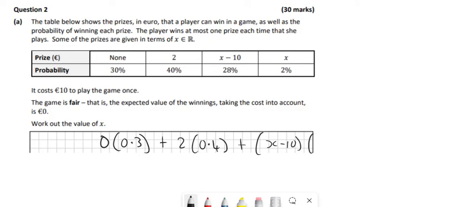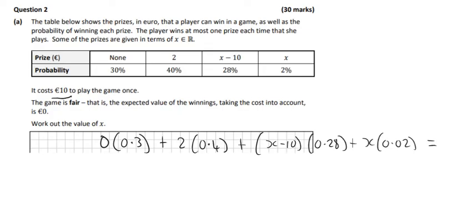And we're multiplying that by 0.28. Then plus x is the next prize. You multiply that by 0.02 because it's 2%. And then what it's saying is that the game is fair. So if it's fair, well then the expected value has to be equal to the amount that you put in, that it costs at the start. So that's €10. So we're just going to let all that equal to 10, and then we're going to solve for x.